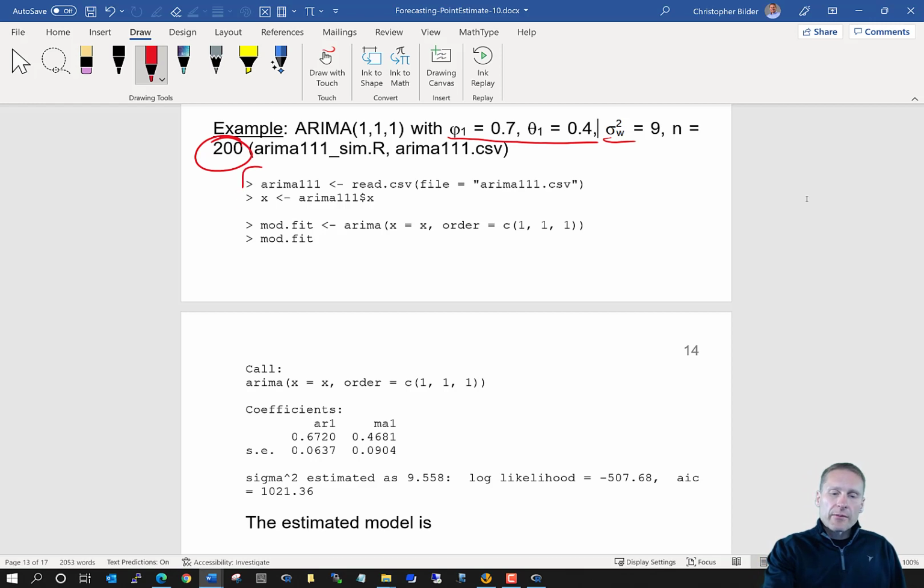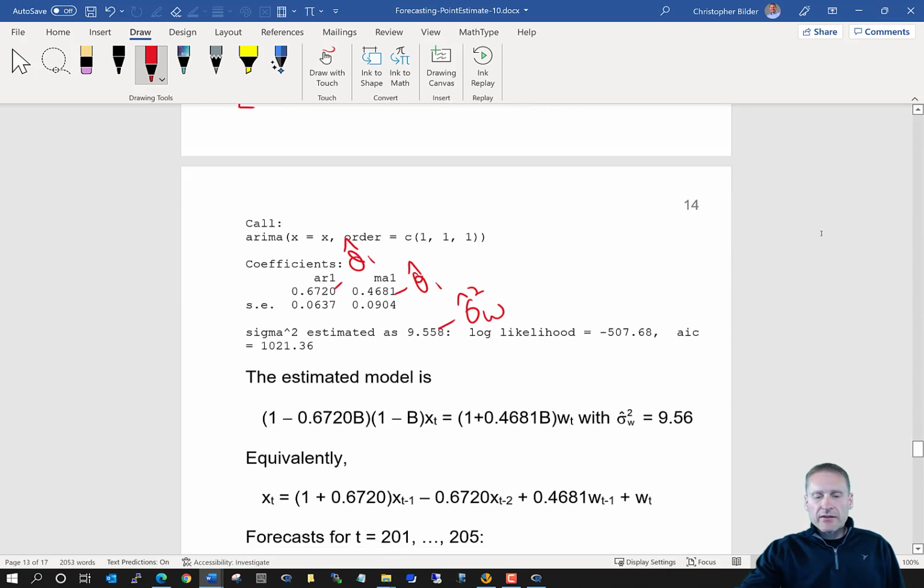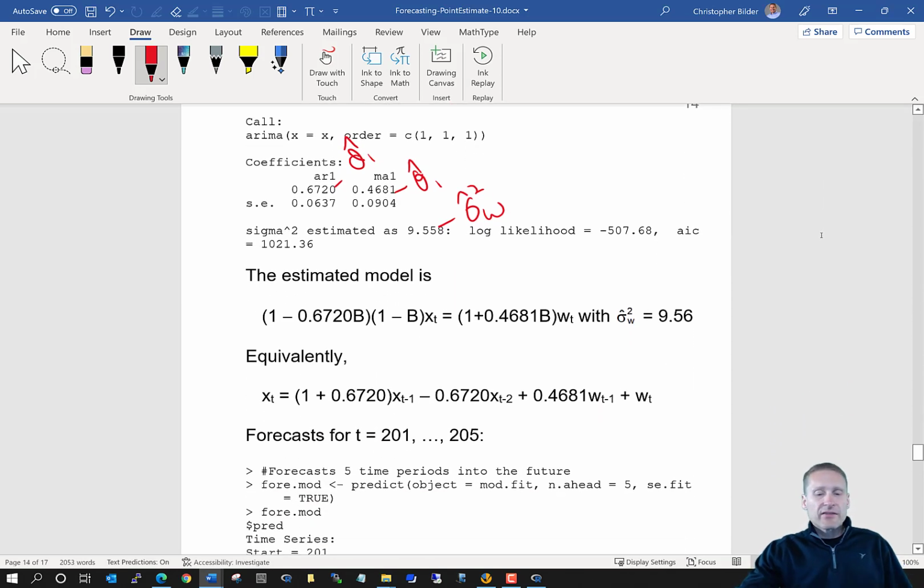So I read in my data like I've done before. I estimate my model as I have before. Here's phi hat 1. Here is theta hat 1. And here is sigma hat squared W. This leads then to our estimated model as seen here. We can rewrite this estimated model so that only x of t is on the left-hand side of it.